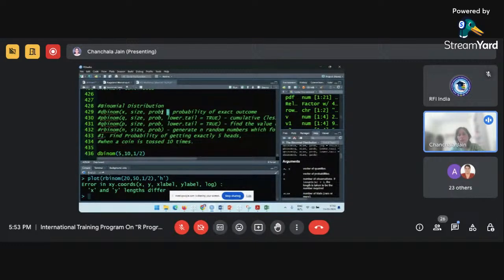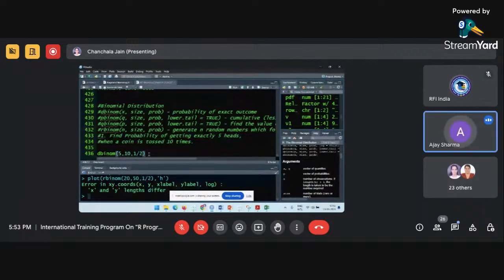So I have removed that because we are looking for the exact event. So there is no use of lower tail or upper tail, right? So that is why I have written this. And these are the 3 necessary or compulsory parameters you need to pass inside the parenthesis.